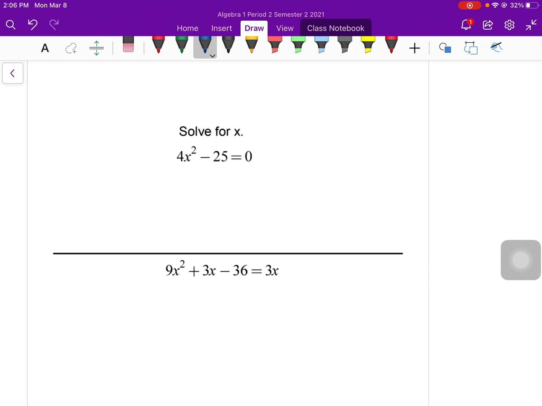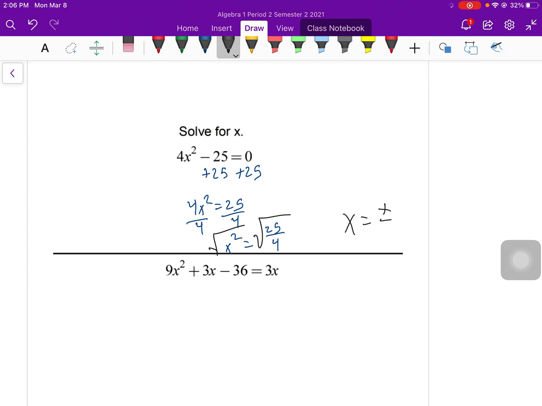So initially, to me, this jumps out: add 25 to both sides. You'll have 4x squared equals 25. Divide both sides by 4. X squared is 25 over 4. You take the square root of both sides. 25 is a perfect square number, and so is 4. So you'll have 5 over 2 as your possible answers, both positive and negative 5 over 2.